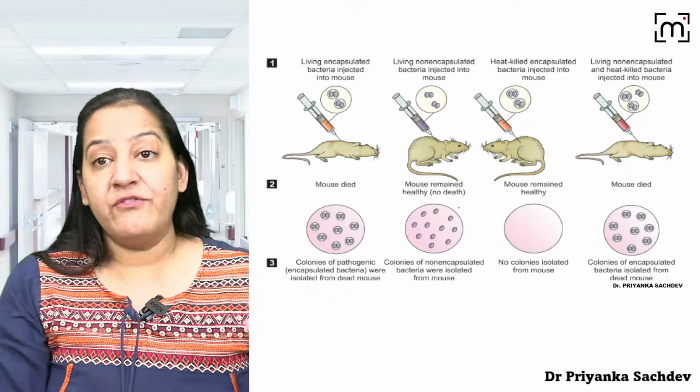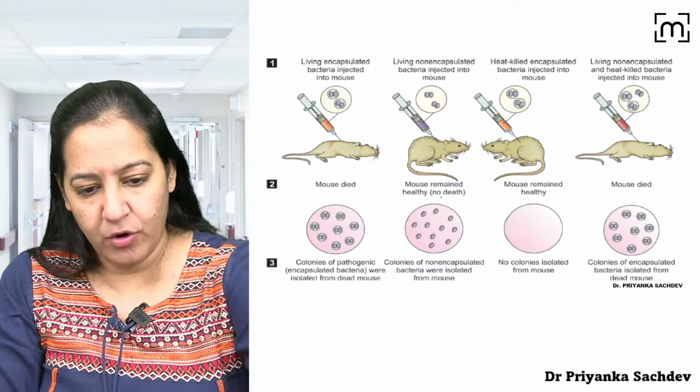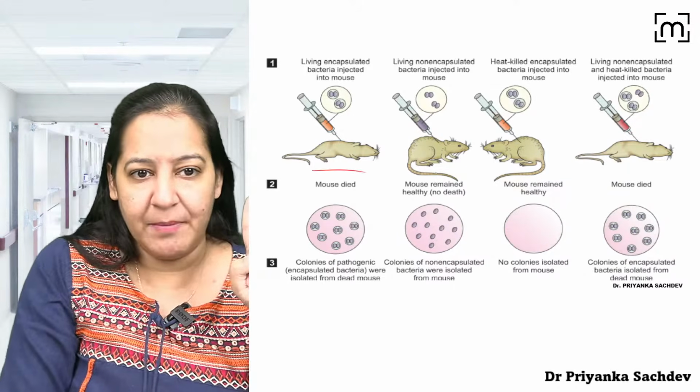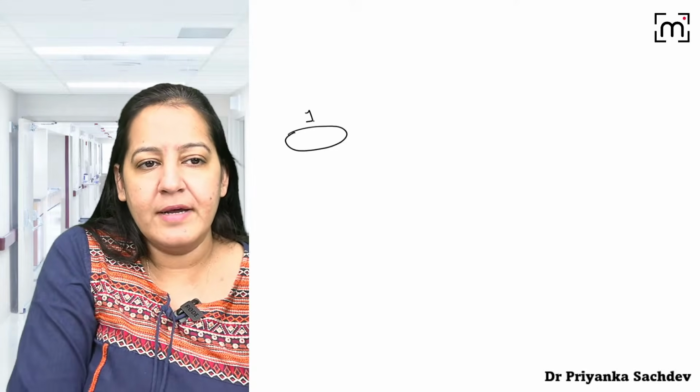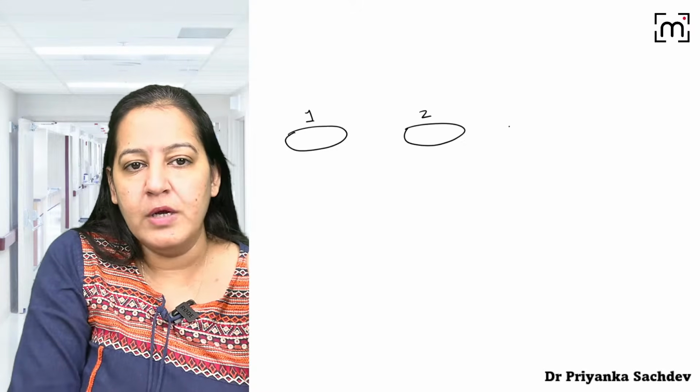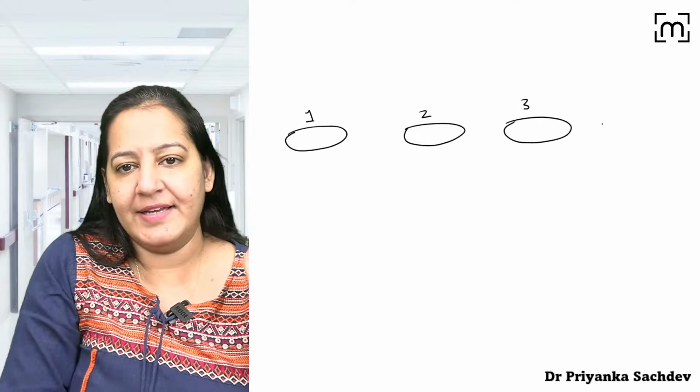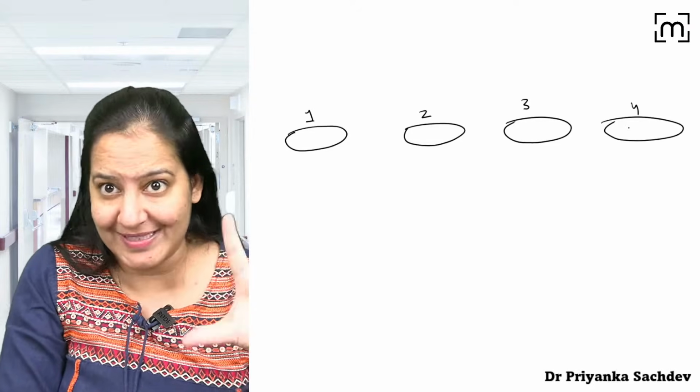So Griffith has taken 4 mice, 4 animals, 4 live mice. So mice number 1, 2, 3, 4, and he has done an experiment. Let me do this experiment in front of you and explain it to you. So this is mice number 1. This is mice number 2. This is mice number 3. And this is mice number 4. Imagine you are doing this experiment.